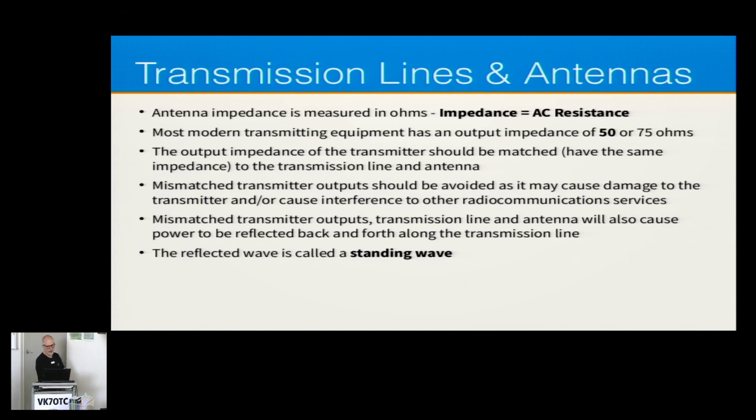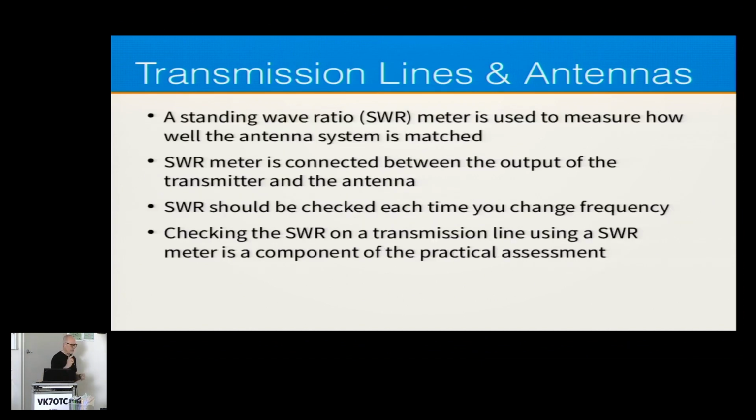Mismatch of transmitter outputs should be avoided for a whole range of reasons. The main one is causing interference, but also if you've only got 10 watts to play with and you've mismatched your transmitter to your antenna, most of that power is disappearing. It's not being transmitted, so you're really pushing it uphill. That mismatch causes what we call standing waves on your feed line. Most of that power sits there and goes backwards and forwards on the feed line, not being transmitted out of the antenna. That's what you want to avoid.